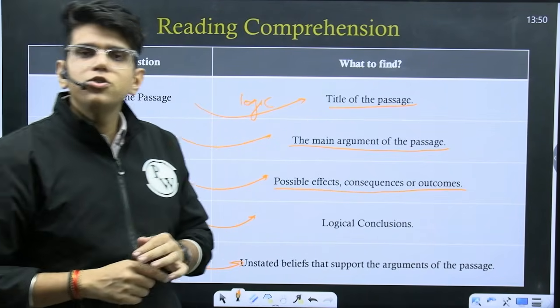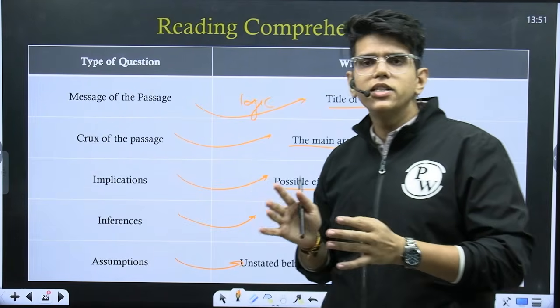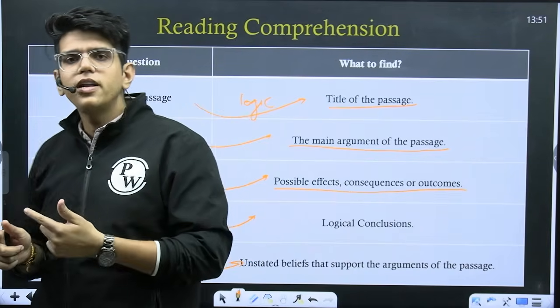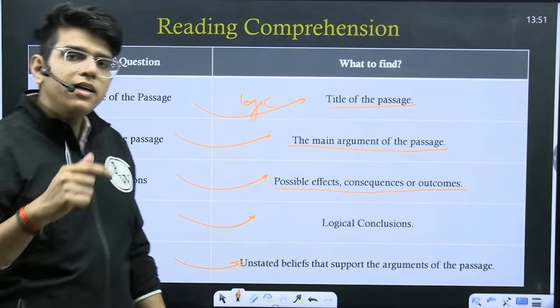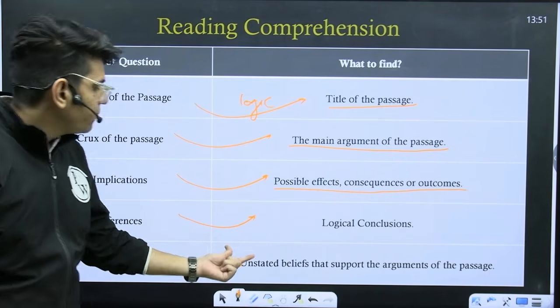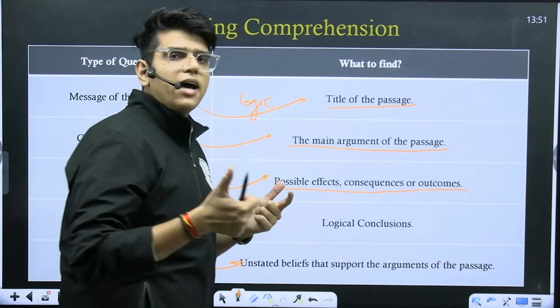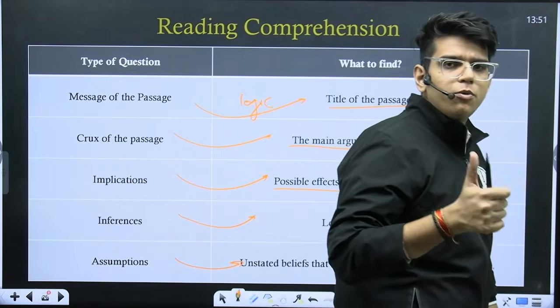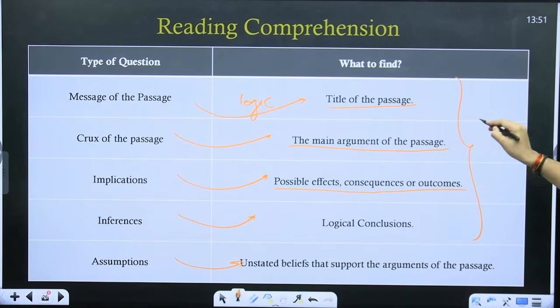When an implication question is asked, your mind should focus on finding the possible consequences of the given information in the passage. In case of inferences, you should find out the logical conclusion from the information given in the passage. And in assumptions, your aim should be to find out the unstated beliefs on which the author has made any argument or decision in the given information in the passage. While solving all these, stick only to the info given in the passage.